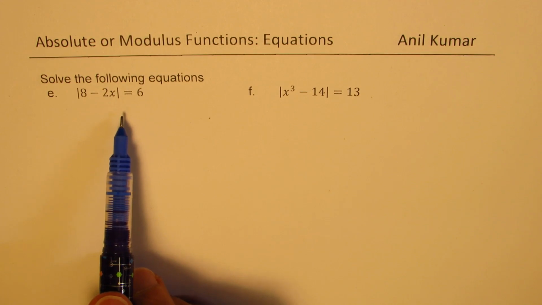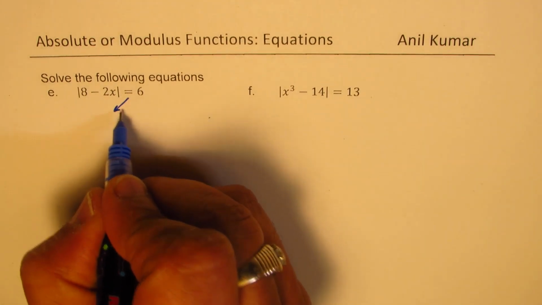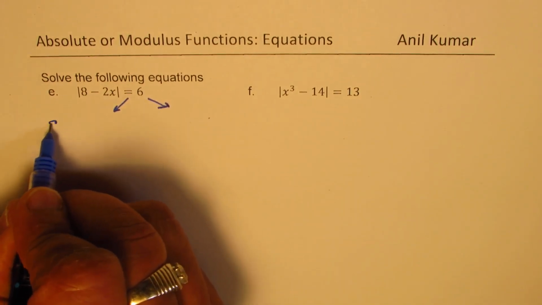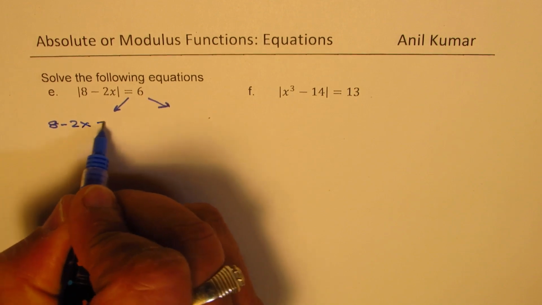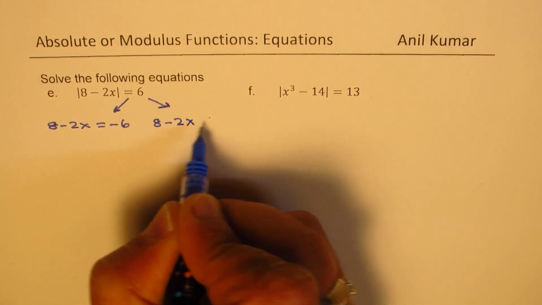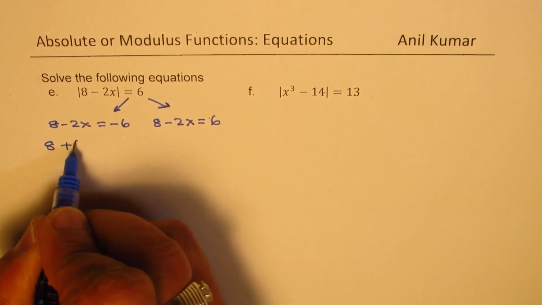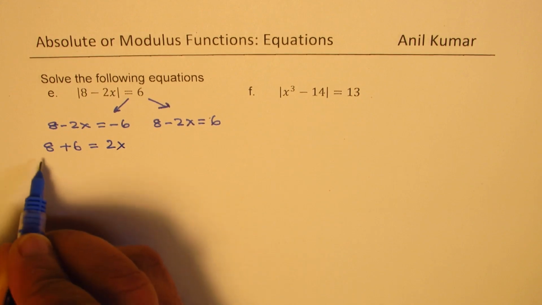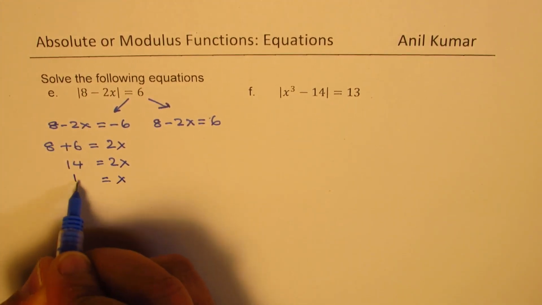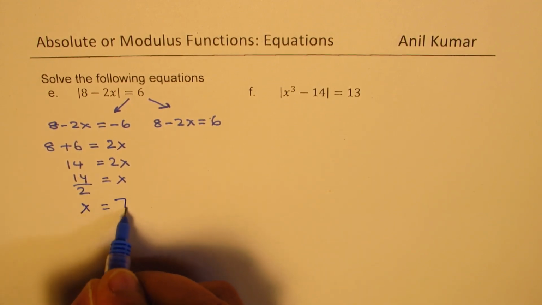I'd like you to now pause the video and answer these questions. So here, what will you do? Well, we'll split it into two parts as we did earlier. So we have here 8 minus 2x equal to minus 6, and we also will solve for 8 minus 2x equals 6. So we have here 8 plus 6 equals 2x, which is 14 equals 2x, or x is equal to 14 over 2, and that gives you the value of x as 7.